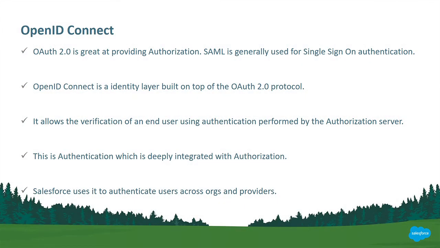So if there's one thing we learned in this session, it's that OAuth 2.0 is all about authorization. So that once again, OAuth 2.0 is all about permissions and seeing what a user or a third-party application has access to in Salesforce. So authentication, as we mentioned, is all about someone's identity.